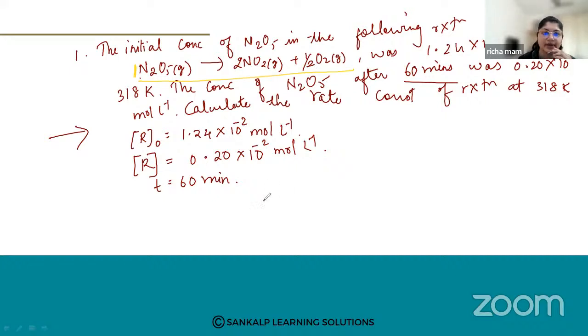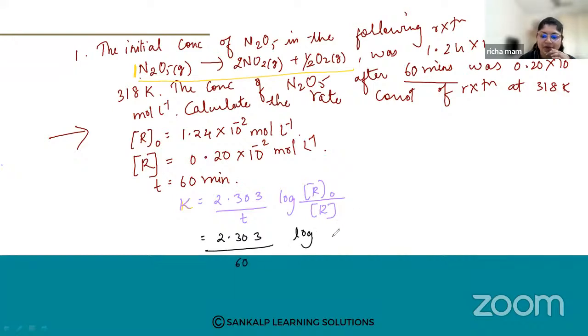So let us apply the formula. K is equals to 2.303 by t log of R naught by concentration of R. Let us substitute the values. So 2.303 by the time, which is 60, log of R naught, 1.24 into 10 raised to minus 2, and R is 0.20 into 10 raised to minus 2. Solve this and see what you are going to get.